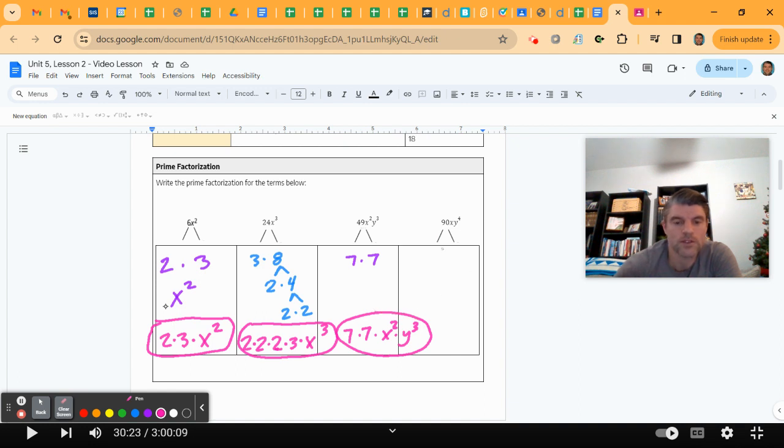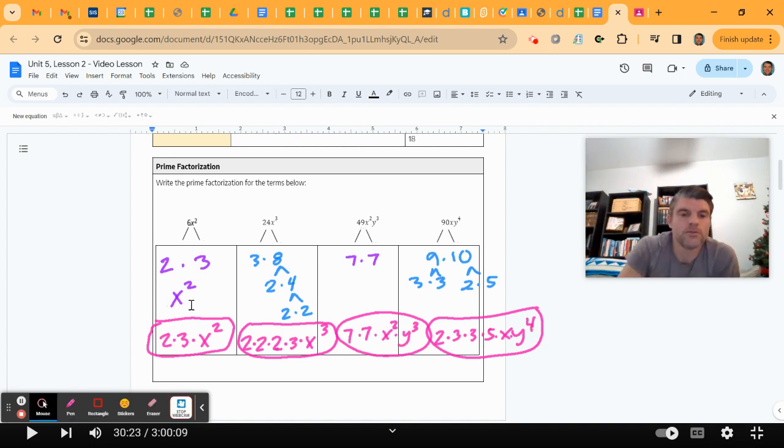All right, last one is 90. So when you break down 90, I like to use 9 and 10, 3 and 3. When you break down 10, you're going to use 2 and 5. Okay. So start with the lower numbers, 2, 3, 3, 5, x, y to the fourth. Okay. Let's move on. Make sure if you need these still, you should pause the video.